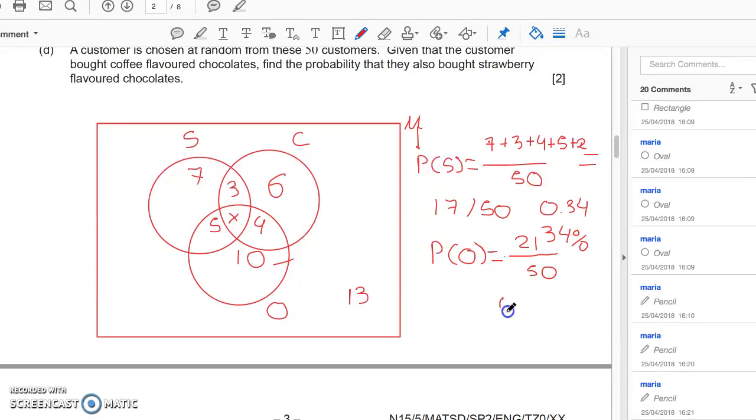If I prefer, I can always do 0.42, that corresponds to 42%. Any of the three answers are correct.